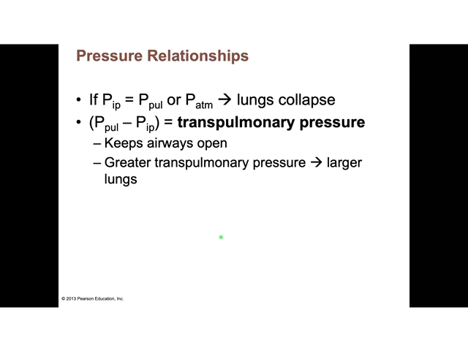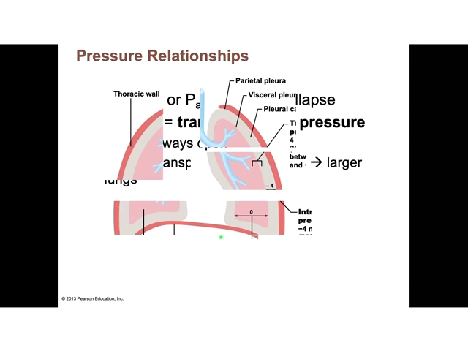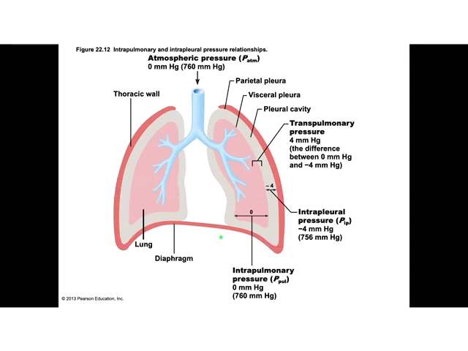Okay, so you can see here where these pressures are measured, right? Transpulmonary between the interior of the lung and the pleural cavity, right? Intrapleural within the pleural cavity, right? And intrapulmonary within the chamber of the lungs themselves.